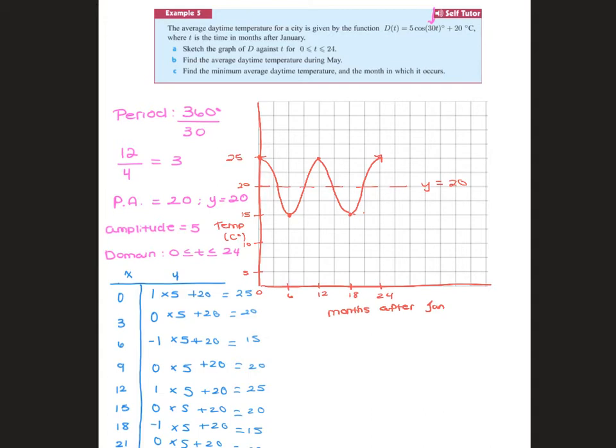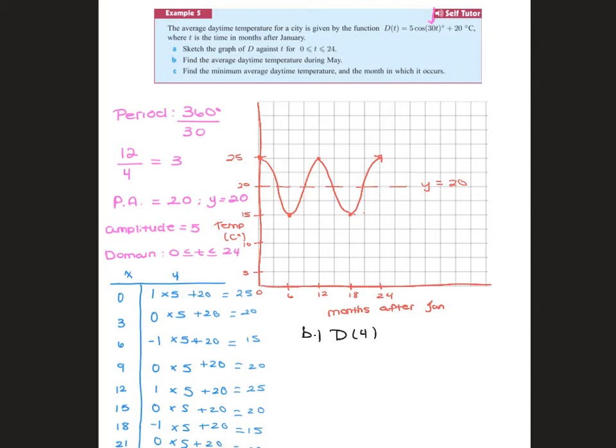Now let's take a look at part B. It says find the average daily temperature during May. Well, you have to look at the question and see what this function represents. It's the average daytime temperature for a city, where T is the time in months after January. So how many months after January is May? May is 4 months after January. So in this case, for part B, let's go ahead and do that here. Let me choose a different color. Let's do black. So for part B, you are looking at the x value of 4.